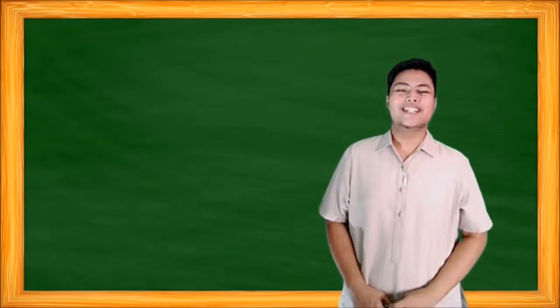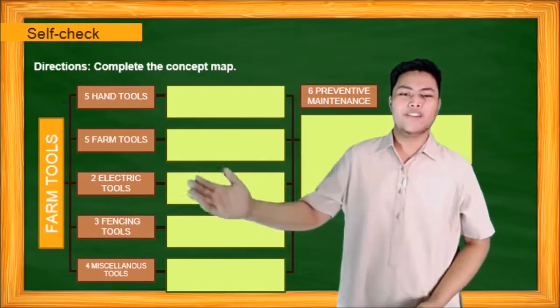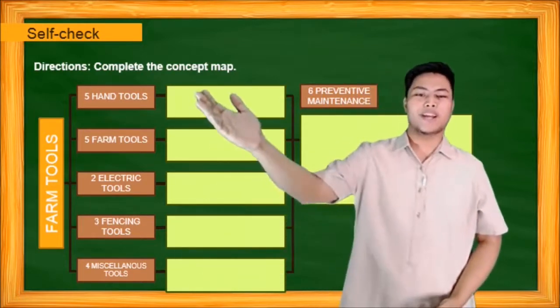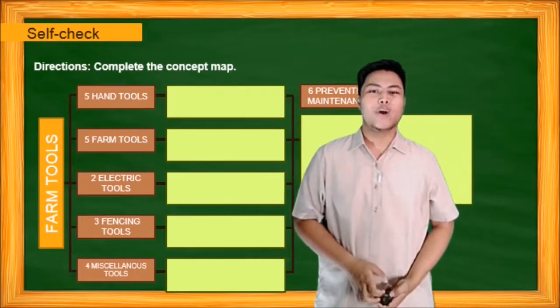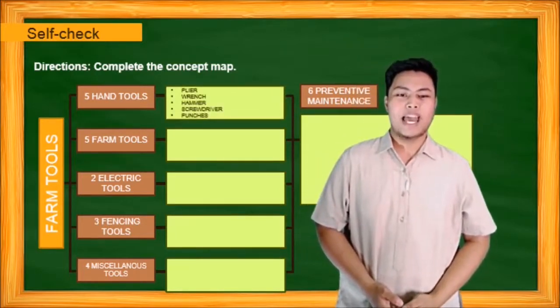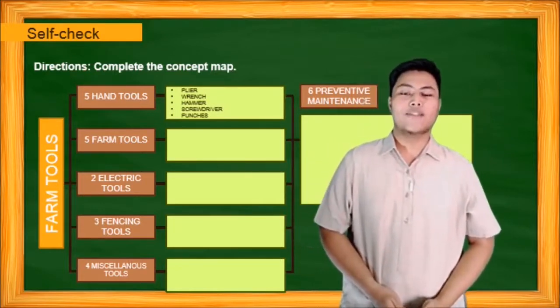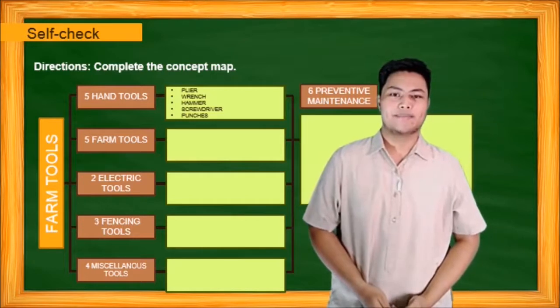Time's up. Let's check your answers. So you will just complete the concept map. We have here the 5 tools. You need to enumerate the 5 hand tools. So what are those 5 hand tools? We have the plier, wrench, a hammer, screwdriver, and punches.